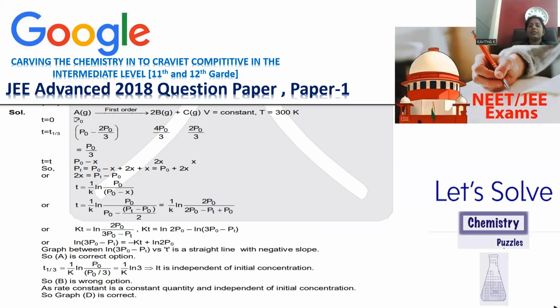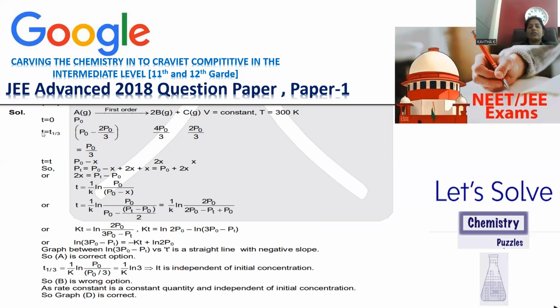But initially, the pressure of the starting material is P naught, and some extent got converted into product, right? So the extent of product formed we need to subtract in order to get the reactant concentration. Being a gas, pressure will be taken. P naught can be subtracted with 2 P naught by 3, so P naught minus 2 P naught by 3. If you do this, we will get the concentration of A, that means the pressure of A. So P naught minus 2 P naught by 3 will become P naught by 3.